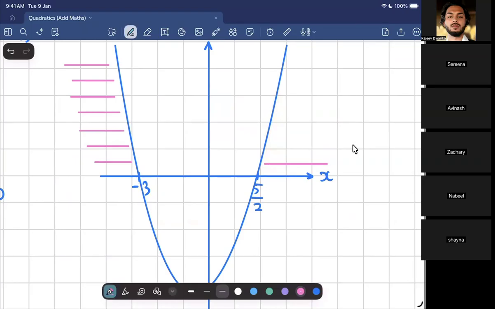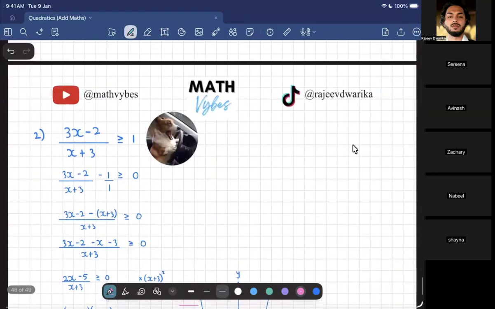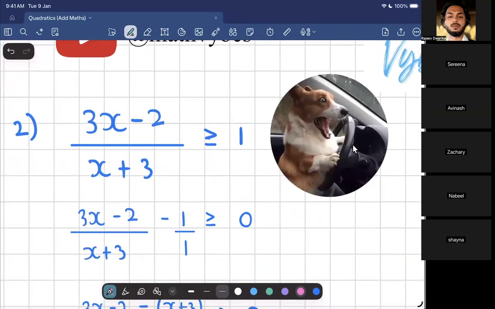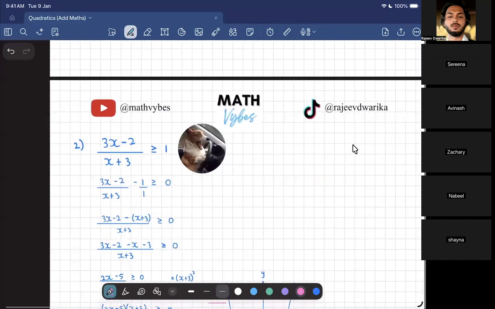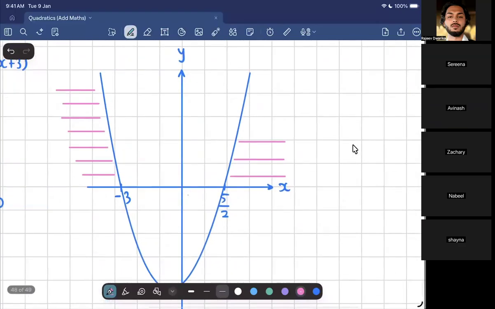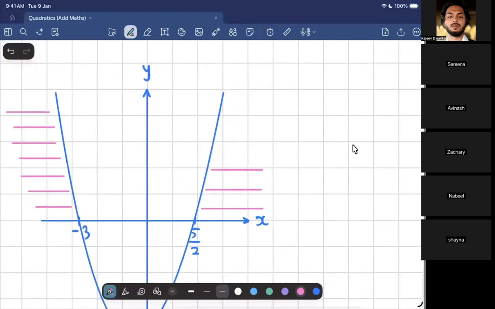Now, Nabil, in this question, you have to be careful again. If you notice, this was a rational inequality question. There was a denominator. So talk to me, Nabil. What value can x not be? x cannot be equal to minus 3. Understand? Good. So when you're writing the solution, please keep that in mind, otherwise you're going to lose a mark. I don't want you to lose a mark.